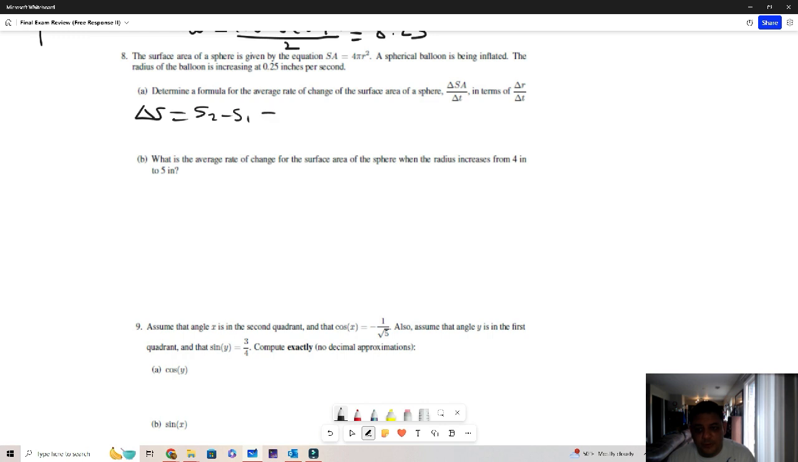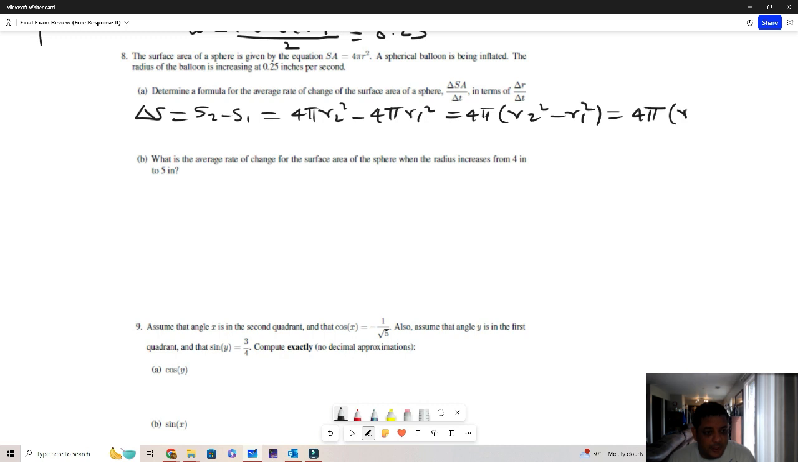So S2 minus S1 is going to be 4 pi R2 squared minus 4 pi R1 squared. Now if I factor this out, this is 4 pi times the difference of the squares, R2 squared minus R1 squared. And if I factor this more, then I get 4 pi times R2 plus R1 times R2 minus R1, from the difference of the squares.